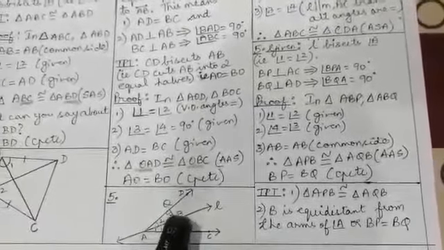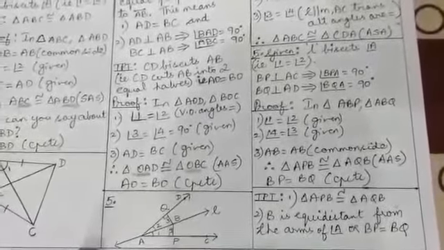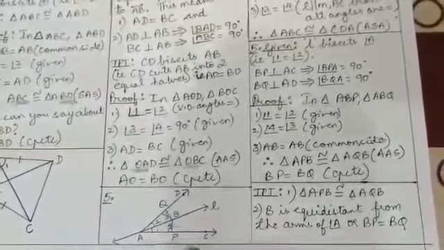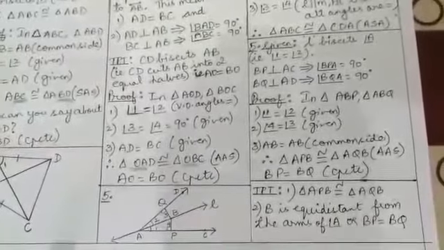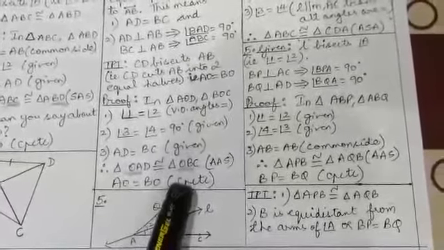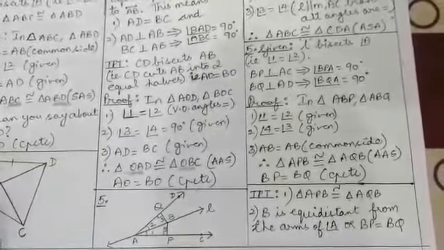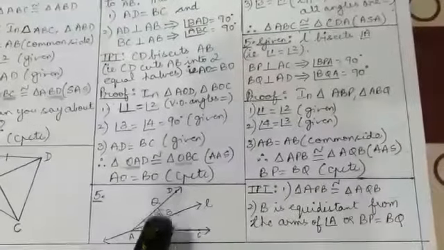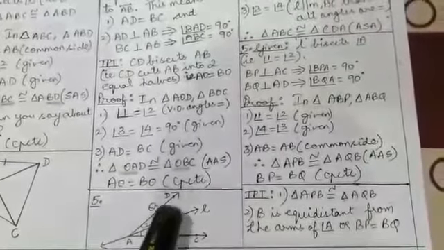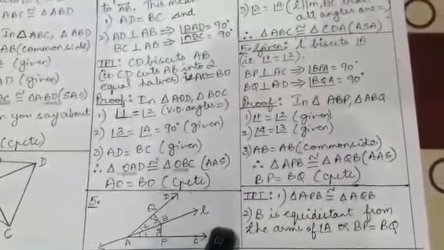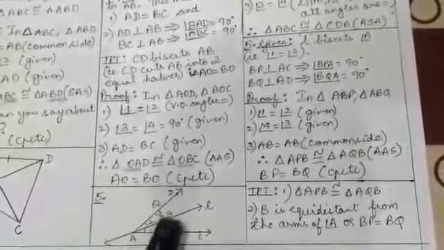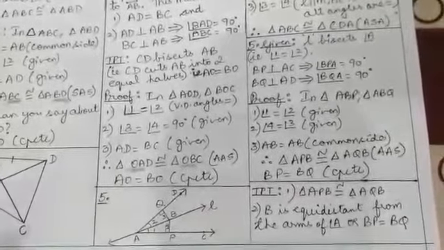Now what is B? B is any point on the line L. What about BQ and BP? They are perpendiculars from the point B to the arms of the angle A. See, this is angle A. AC and AD are the arms of angle A. B is any point on line L. BP is a perpendicular from B to this arm of the angle. Similarly, BQ is a perpendicular from B to the other arm of the angle A.